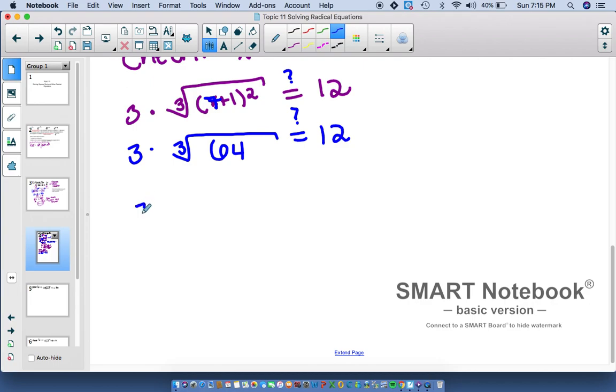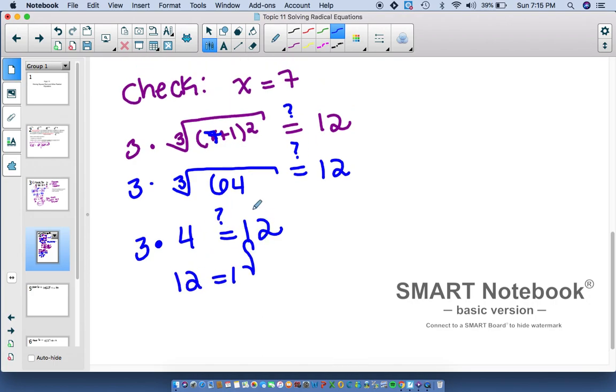Cube root of 64, right? Cube root of 64 means we're looking for a number times itself 3 times that would give us 64. So that would be 4. 4 times 4 times 4 is 64. Okay, good. Now, is 3 times 4 equal to 12? Well, yeah, 12 is equal to 12, so this checks out, so that means that 7 is an answer.